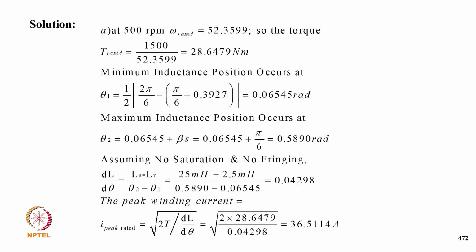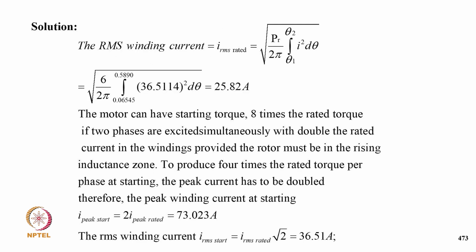As you know, dL upon d theta is L_F minus L_U upon theta 2 minus theta 1. So it comes 0.4298. The peak winding current is I_P equal to under root 2T upon dL upon d theta. It comes 36.5114 ampere. And the RMS winding current is under root of P_R upon 2 pi, integral theta 1 to theta 2 of i squared d theta. So putting the value, it comes 25.82.